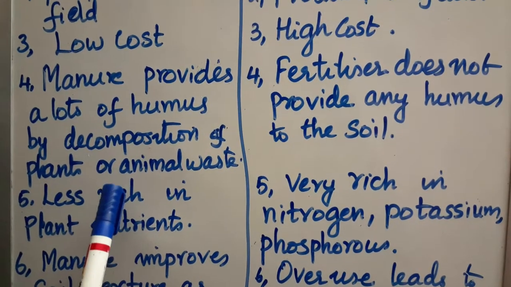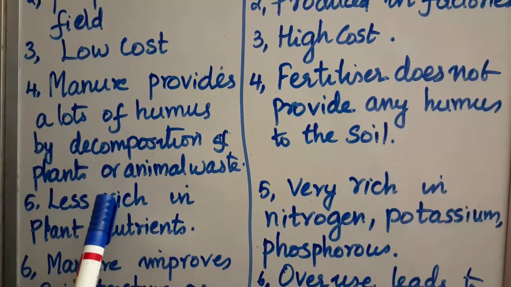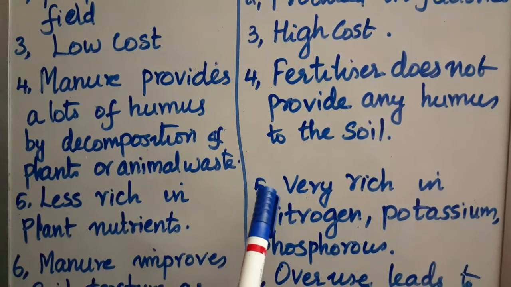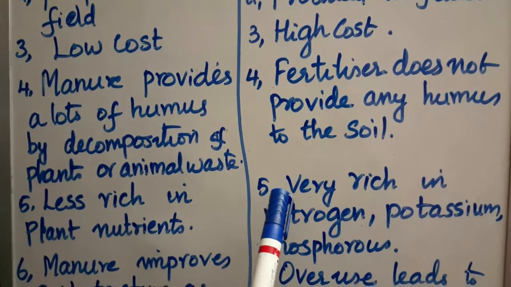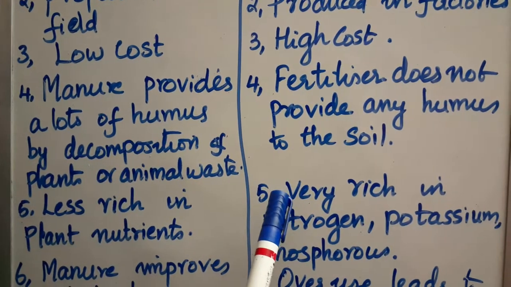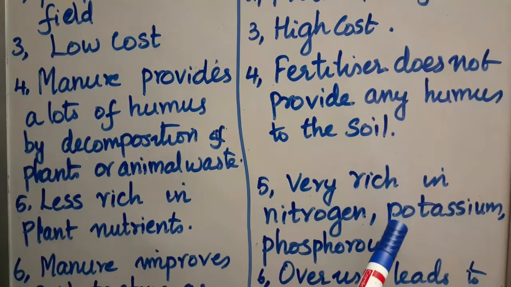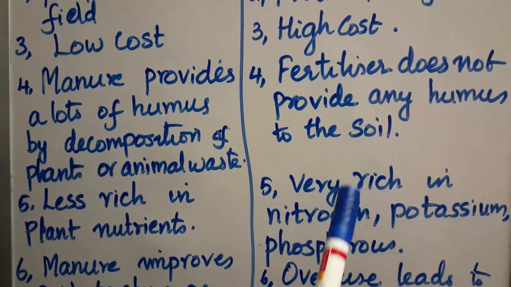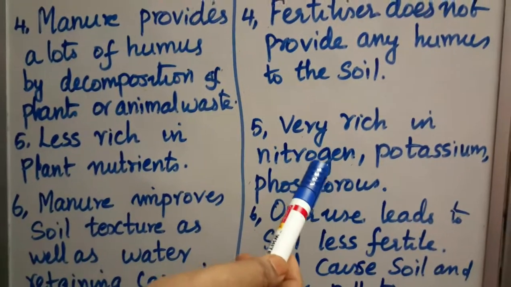There will be a mixture. The correct quantity of nutrients will not be there in the manure. While in chemical fertilizer, if they are preparing something, it will be written on the packet how much nitrogen, how much phosphorus, and how much potassium is there. So if we want a fertilizer containing more potassium, we can buy it like that. It will be written on the packet if it is very rich in nitrogen, potassium and phosphorus.